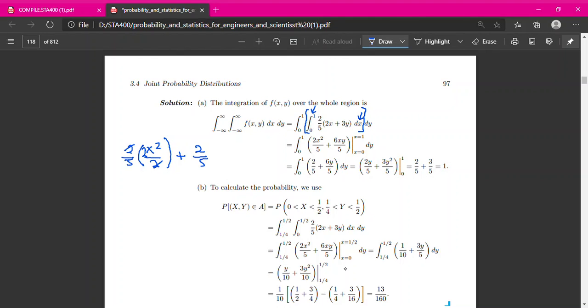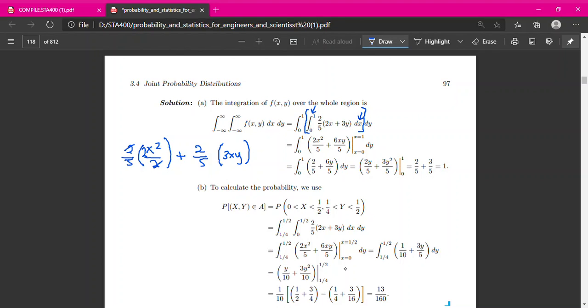depan, you integratekan 3y. You integrate 3y. Okay, and here, we treat y as a constant. So maksudnya dia akan jadi 3xy. So because of that, it will be 6xy over 5.